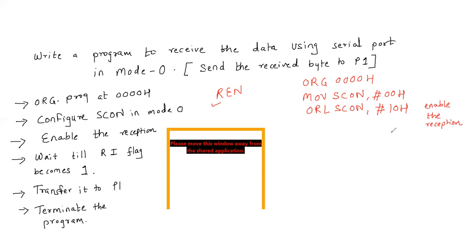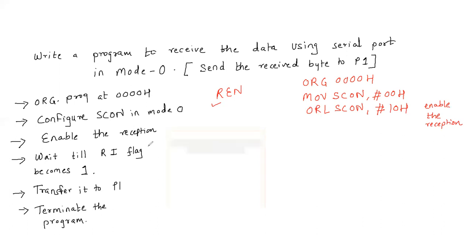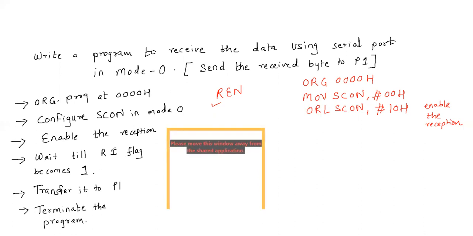Now, once the reception is enabled, the port is ready to receive the data. The moment the port is receiving the information, that data is saved into the SBUF register by default. So we should know whether the data is received or not, whether the full 8-bit data is received. For that, we have to wait until the RI flag becomes 1.